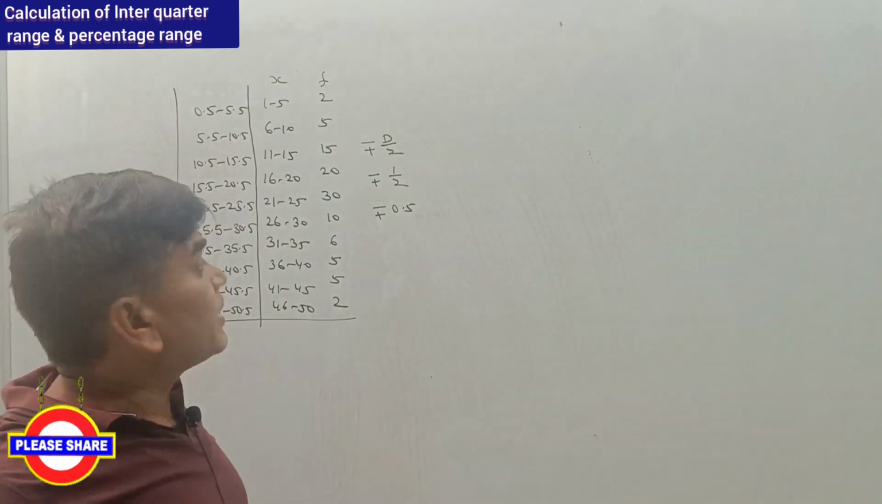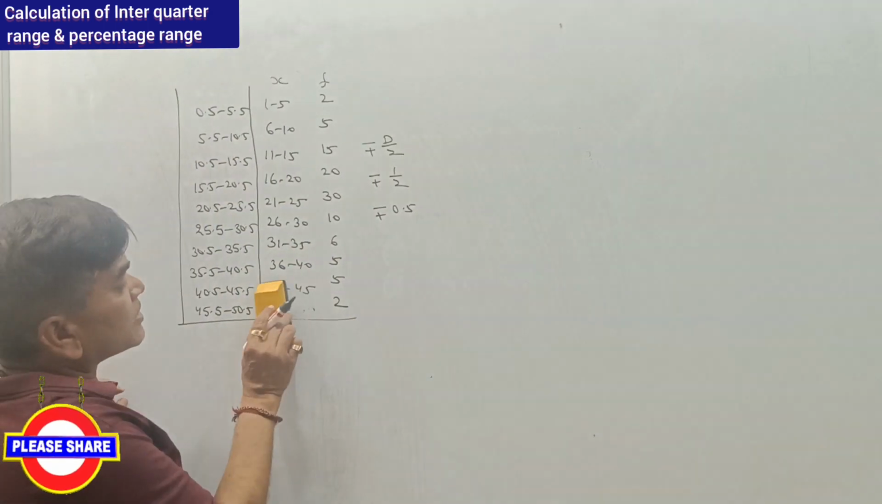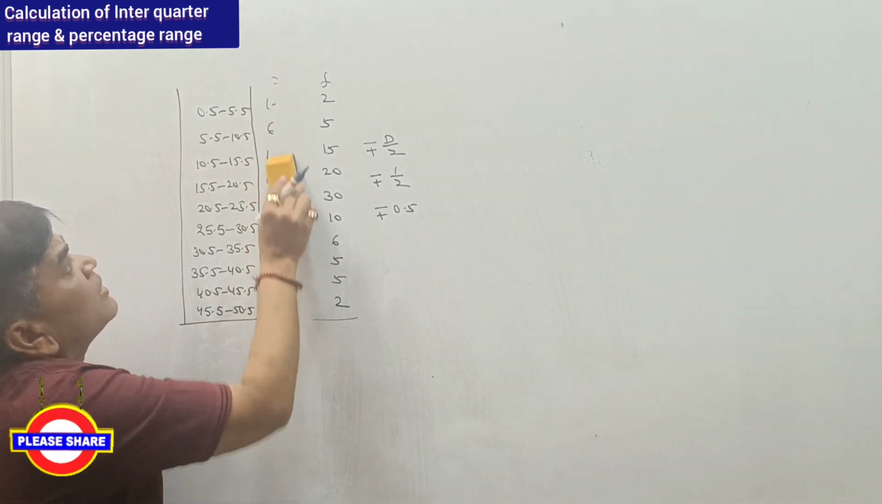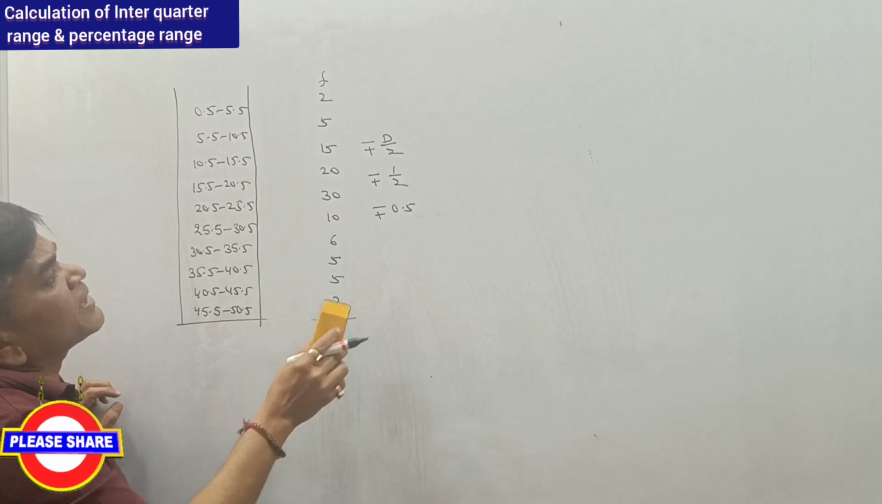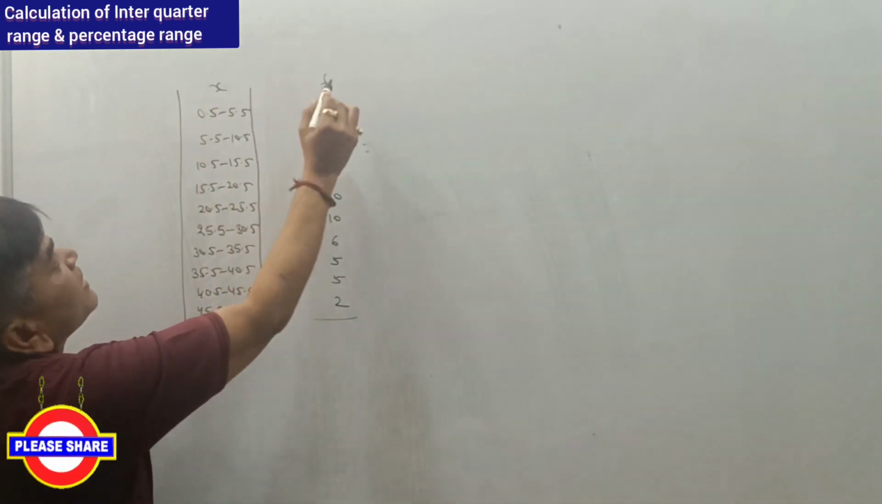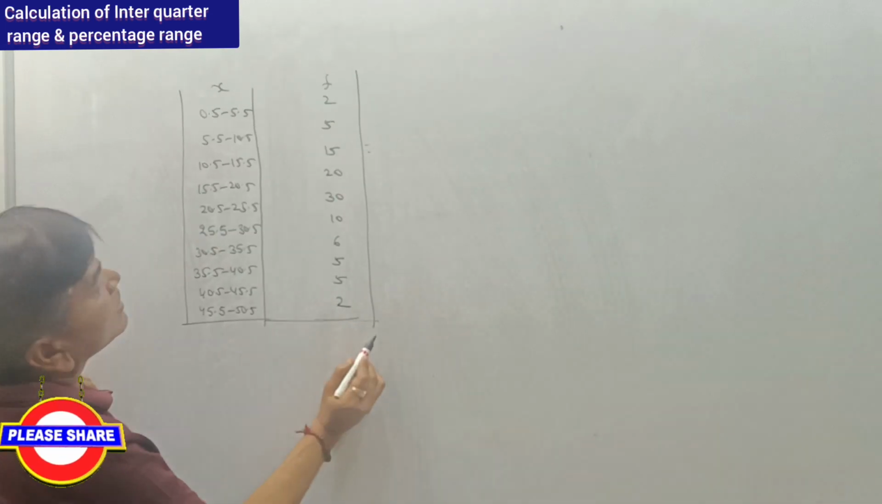Okay. Now this is not required. So we are having two items: one is the class interval and the second one is the frequency. Here is the class interval and here is the frequency.